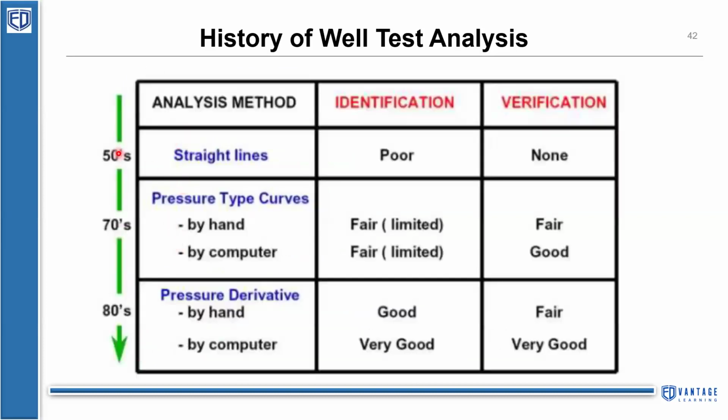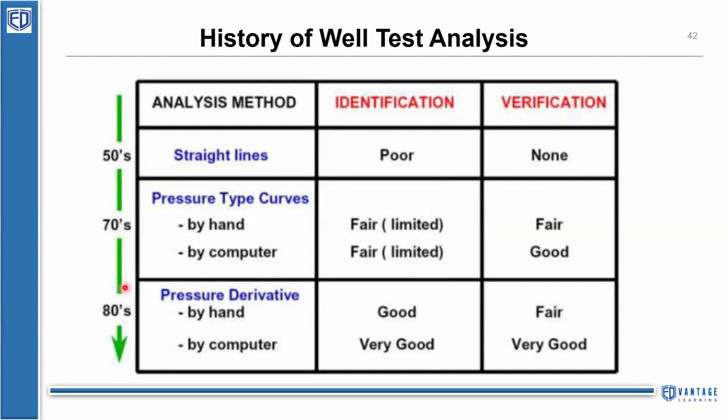So this is another presentation of that same table. In the 50s to 70s, we have straight lines. The identification is poor and verification is also poor. It is none. There is no verification, because the industry had just evolved in this entire global scenario. So we are unable to verify the results of this straight line approach.